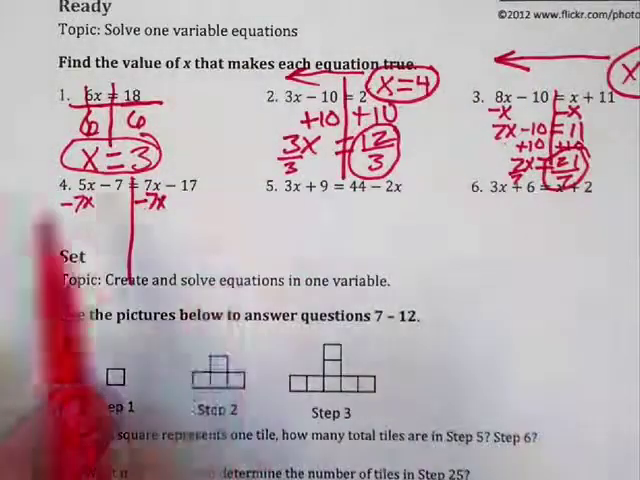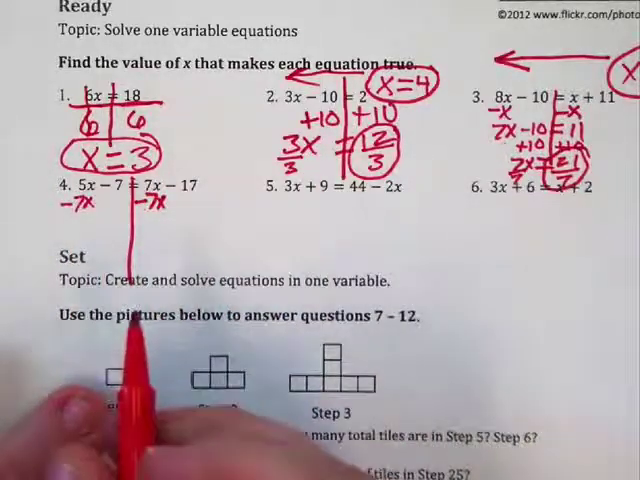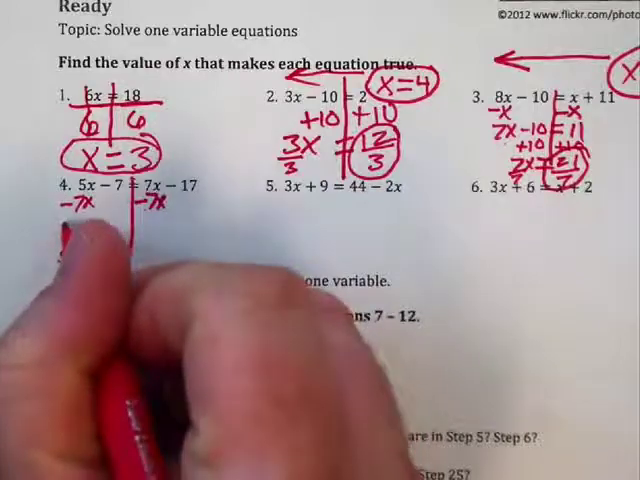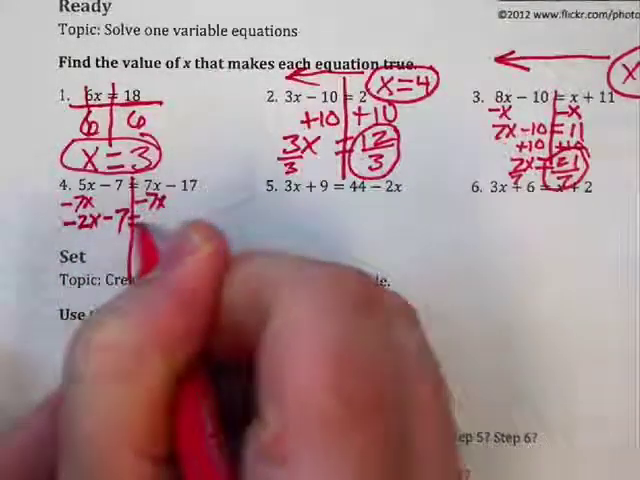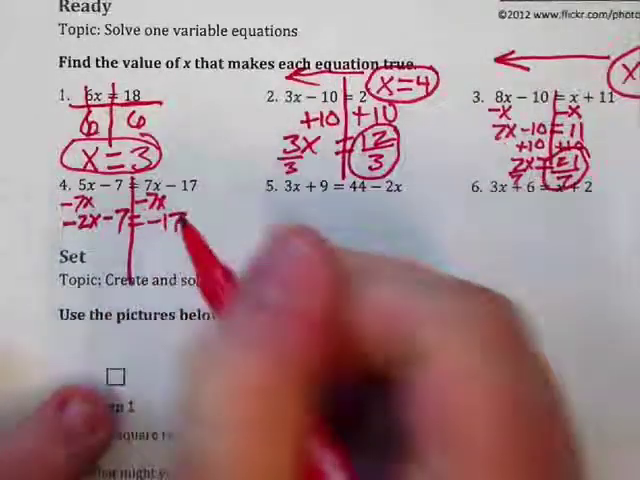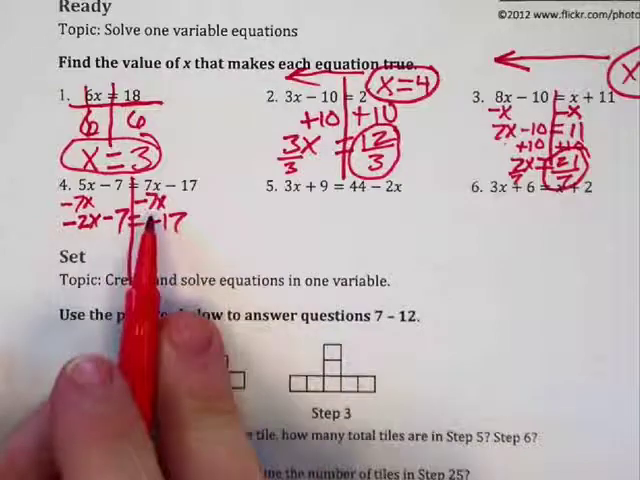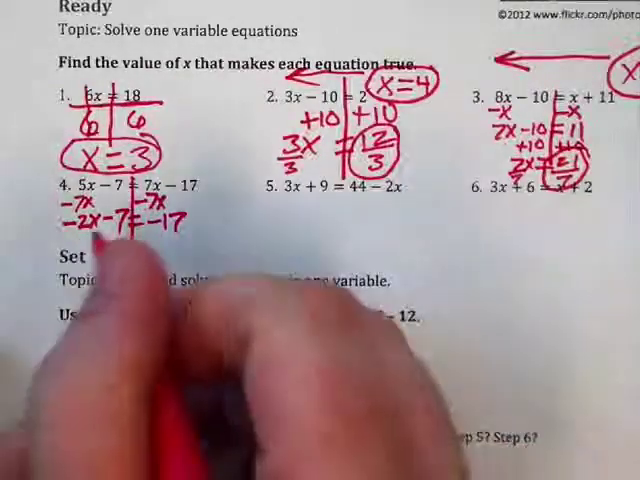Now, one of the concerns many people are going to have is, well, you can't do 5 minus 7, you get a negative number. Well, it's okay to have a negative 2x. That's allowed. So just because it's a negative number, don't let it scare you too much. And here we have 7 minus 7, which is 0. 0 minus 17 is negative 17.